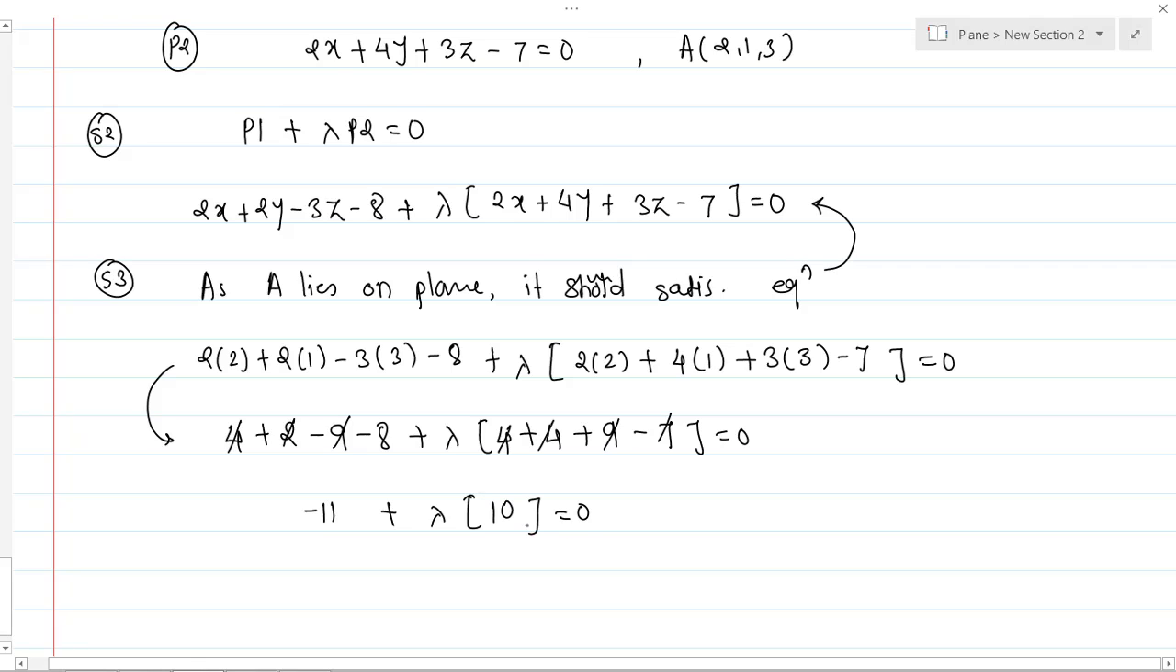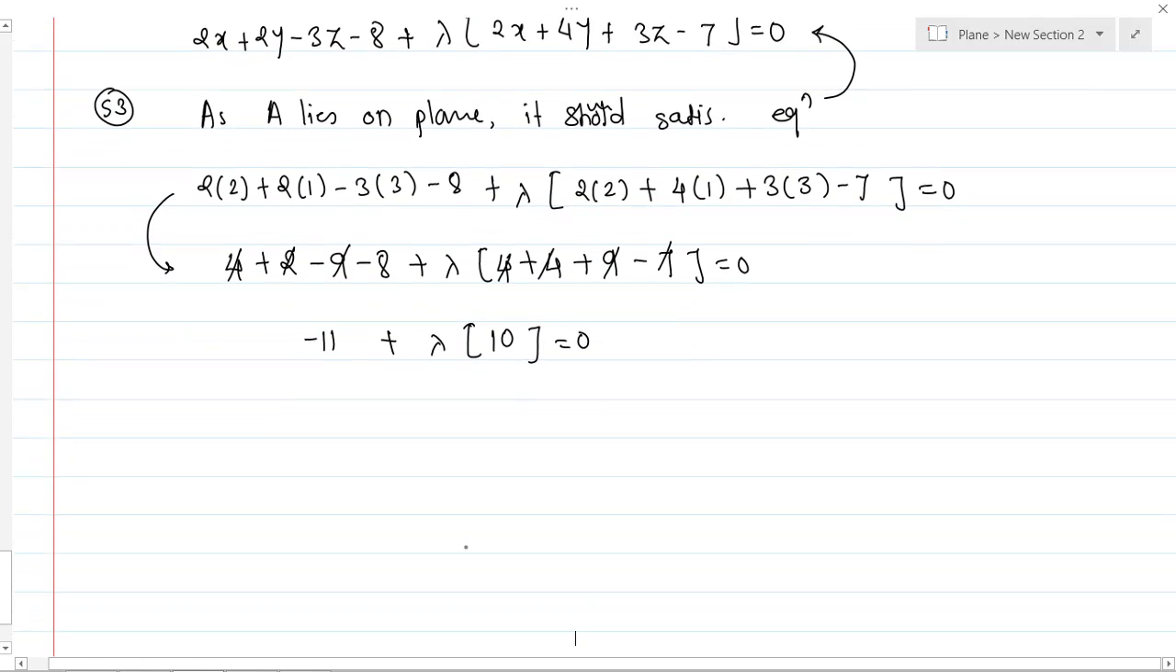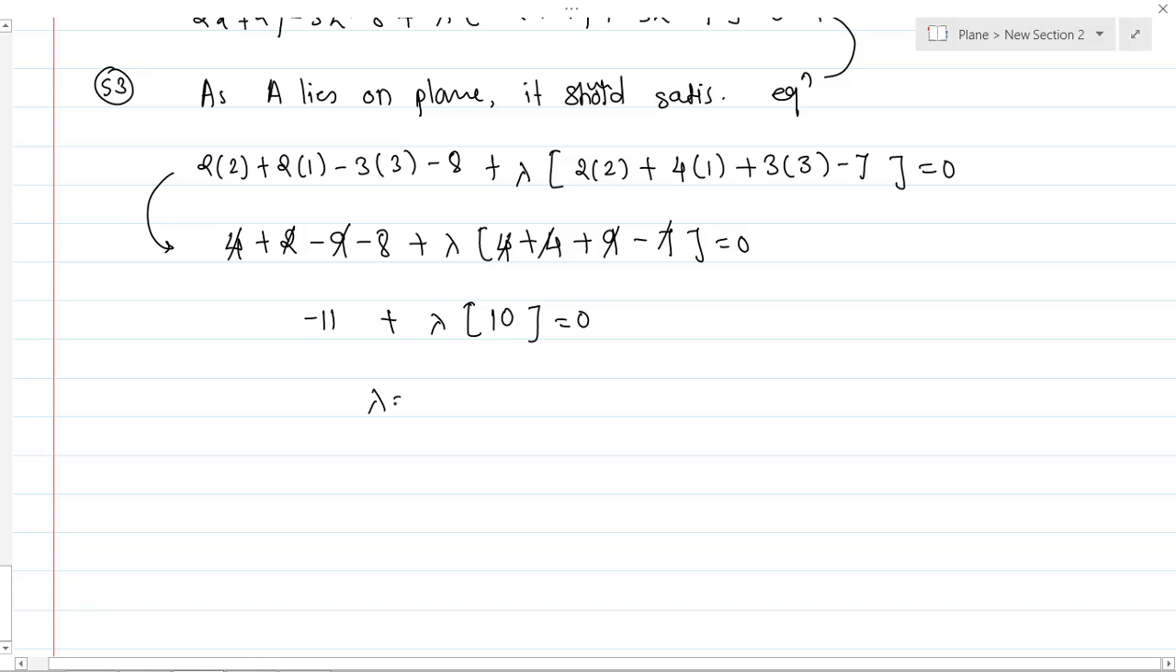Okay, this is equal to 0. So what value of lambda are you getting? Lambda is nothing but 11 by 10. Okay, so lambda is equal to 11 by 10. Very important parameter.